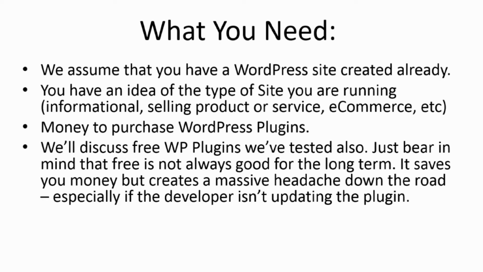If you don't have an idea and you're just watching this course to get an idea of how you can automate your WordPress site in the future, then you need to understand which one of these categories it fits under. Like I said earlier: informational, selling a product or service, e-commerce, or membership site. And of course, you'll need to have some money to purchase WordPress plugins. Like I said, some of these are free, but some will cost money. What we're trying to do here is tell you the plugins that we have tested so that you don't have to test them yourself.